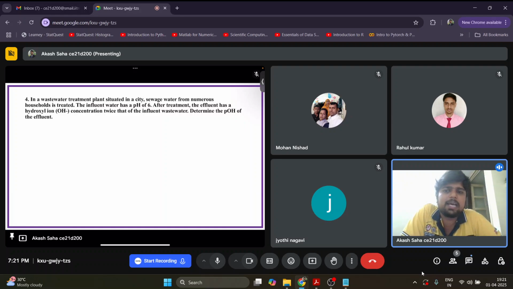Okay, and the effluent has whatever hydroxyl concentration was there in the influent, the effluent has double the amount of hydroxyl ions. So you have to determine the pOH of the effluent, not the influent but the effluent. So just calculate. If you want any suggestions, you can ask me now. Try solving the question. It's a pretty straightforward question.